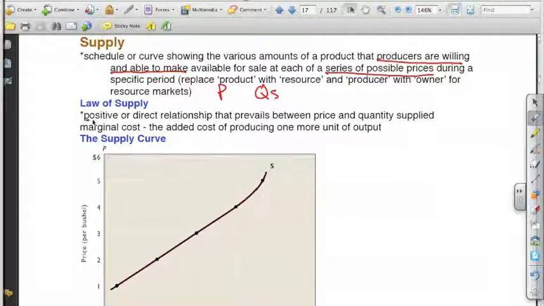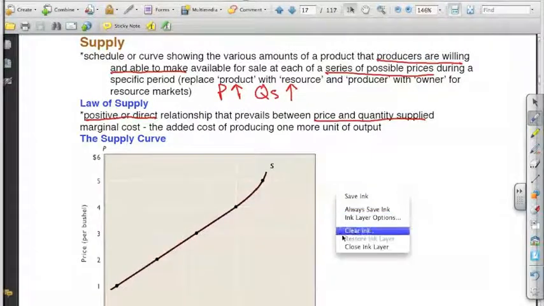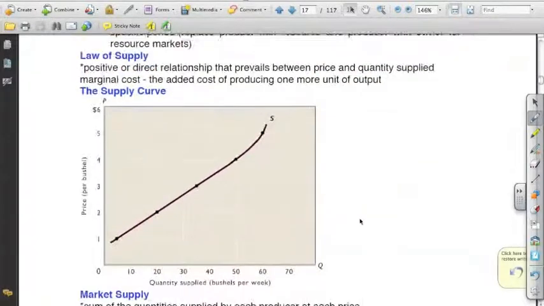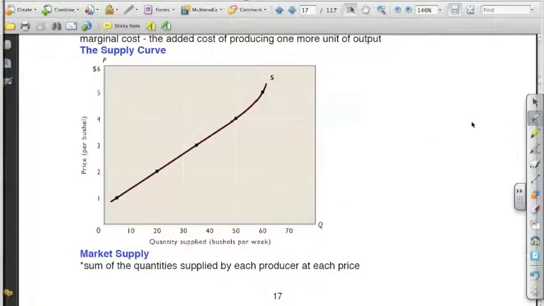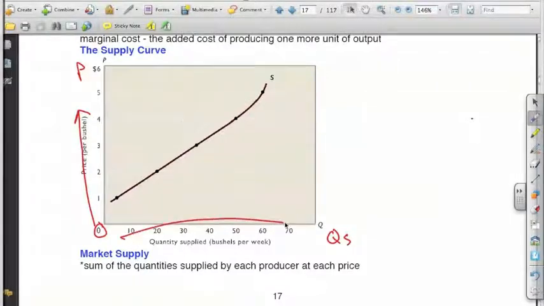The law of supply states a positive or direct relationship between price and quantity supplied. So if price increases and we have a positive relationship, that means quantity supplied will also increase, which we see below us here on our supply curve. We have price on the vertical and quantity supplied on the horizontal, with the origin down here. As price increases, we want to see an increase in quantity supplied, so we have this upward-sloping line to the right.